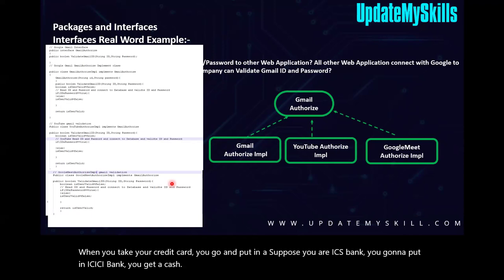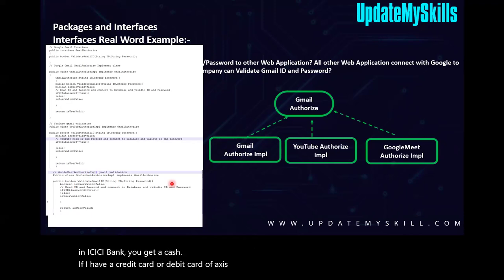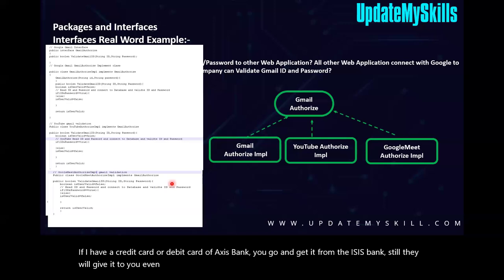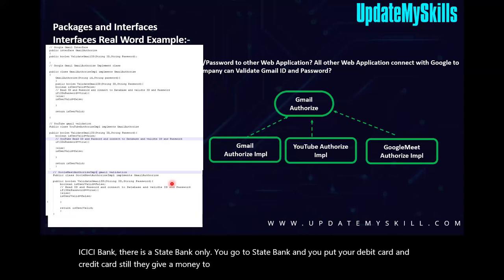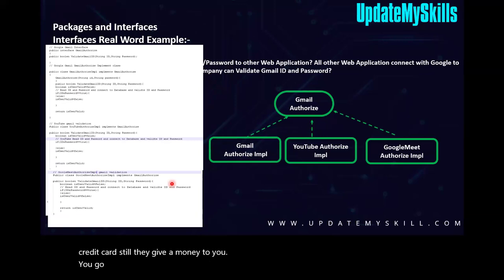If you have a credit card or debit card of Axis Bank, you can go and get money from ICICI Bank, and still they will give it to you. Even if you travel to a different city where there is no Axis Bank and no ICICI Bank, there is only a State Bank, you put your debit card or credit card in, and still they give you money. You go to a merchandise store, you buy something, you swipe your credit card, and still they give you the products. How come?